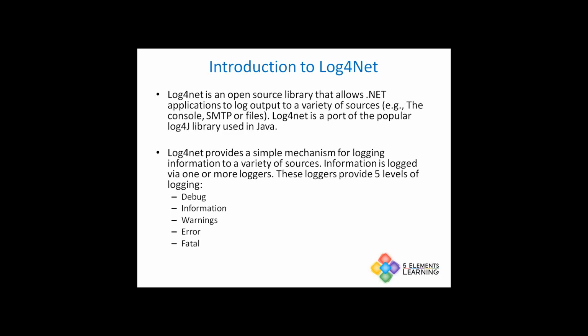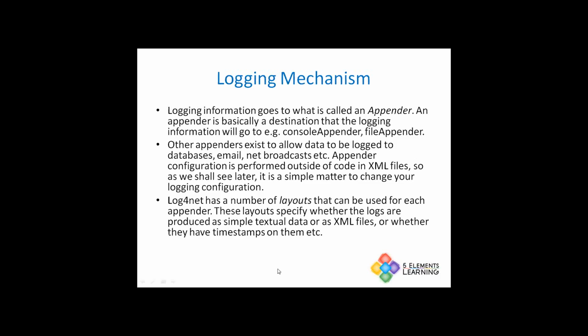fatal. Generally, when we implement logs, we enable all the 5 levels of logging, and slowly and steadily, when our automation starts becoming stabilized, we generally leave only the fatal error for the logging mechanism, because logging is an expensive activity. It will take time and it will also generate a significant amount of data.